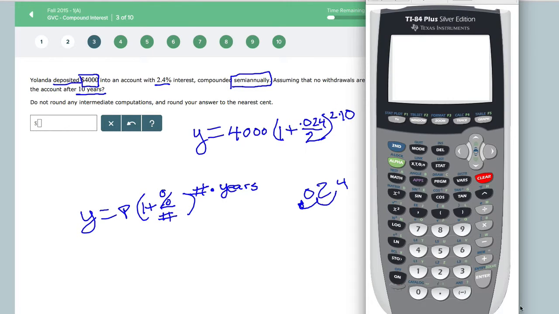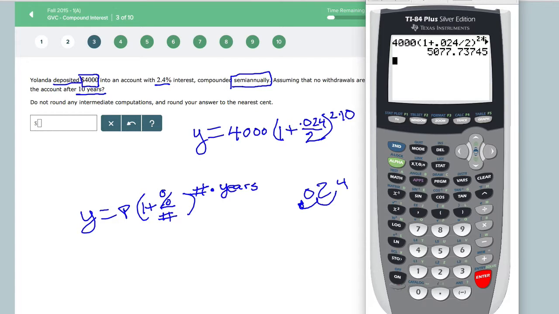And so now we're going to type all that into the calculator, and we see we have 4,000, parentheses, 1 plus, and then here's where our fraction comes in, 0.024 divided by 2, parentheses, raised to the 2 times 10 power, enter, and we see a number here. Now, one thing we need to remember is we're dealing with money, so that's got to be cents, and so we look at this number. If it's 5 or bigger, we round up. If it's smaller than 5, we round down.